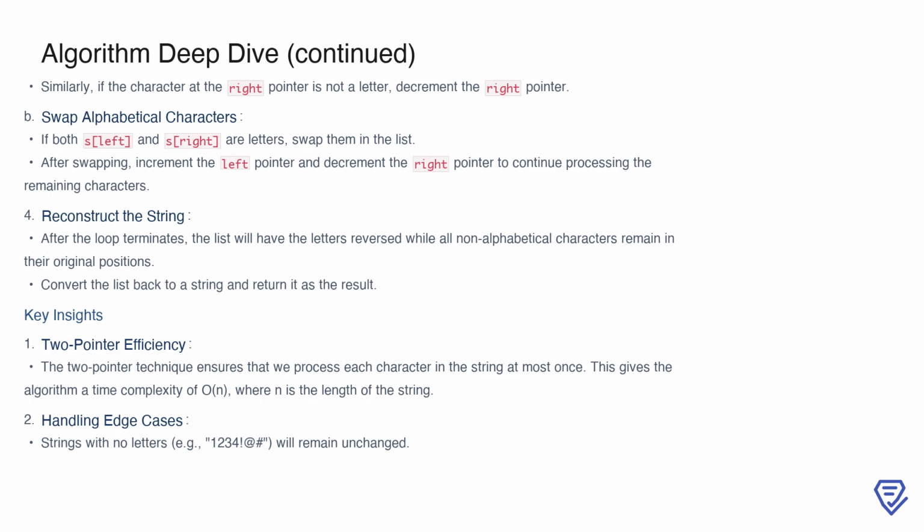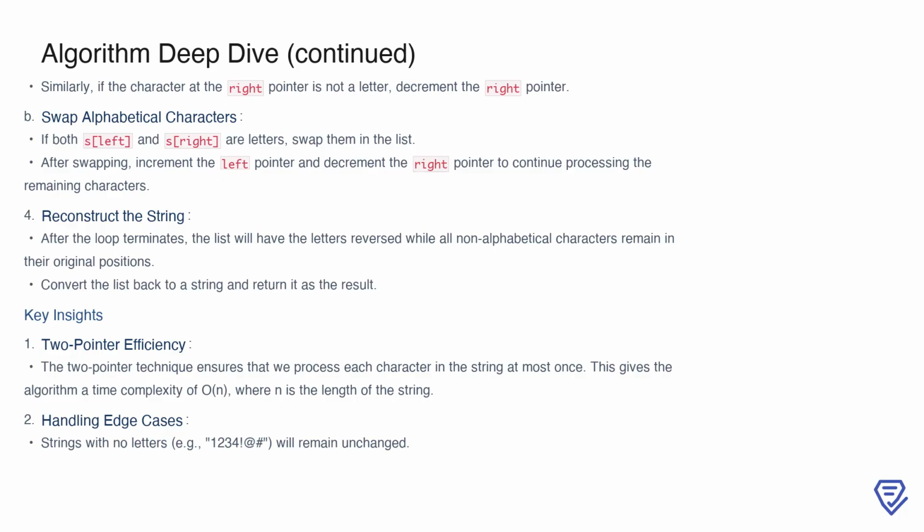Once both pointers are positioned at alphabetical characters, we swap the letters at their respective positions in the list. After swapping, the left pointer is incremented, and the right pointer is decremented to continue processing the remaining characters. Once the iteration is complete and the pointers have crossed paths, the list will have all the letters reversed, while the non-alphabetical characters remain in their original positions. The final step is to convert the modified list of characters back into a string and return it.